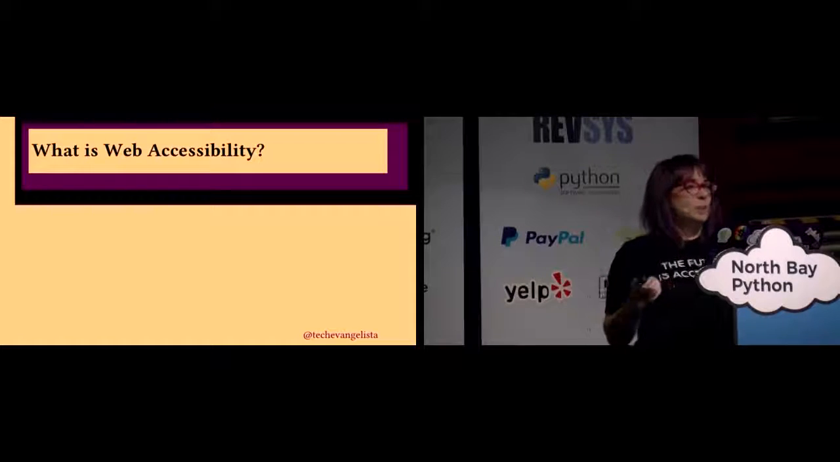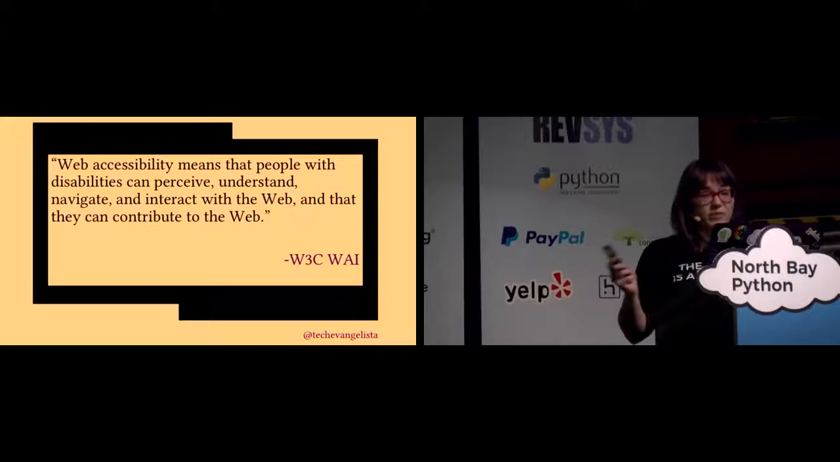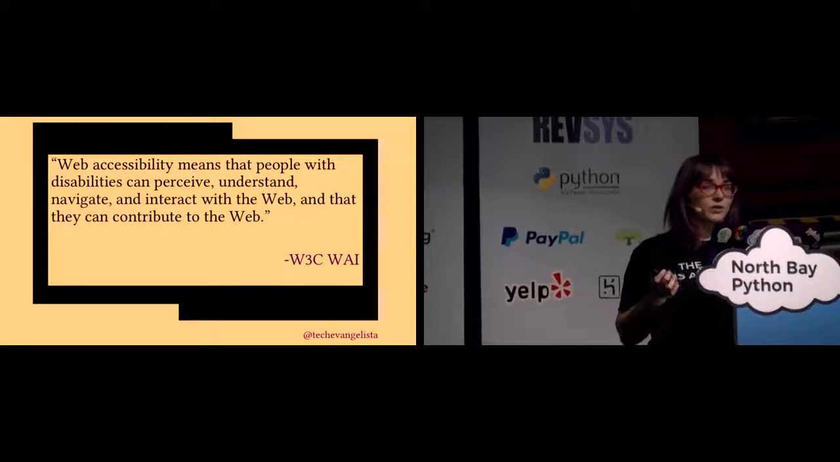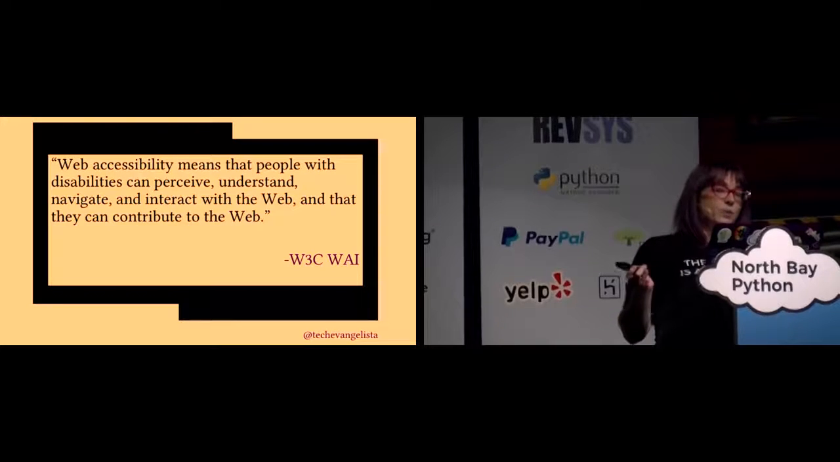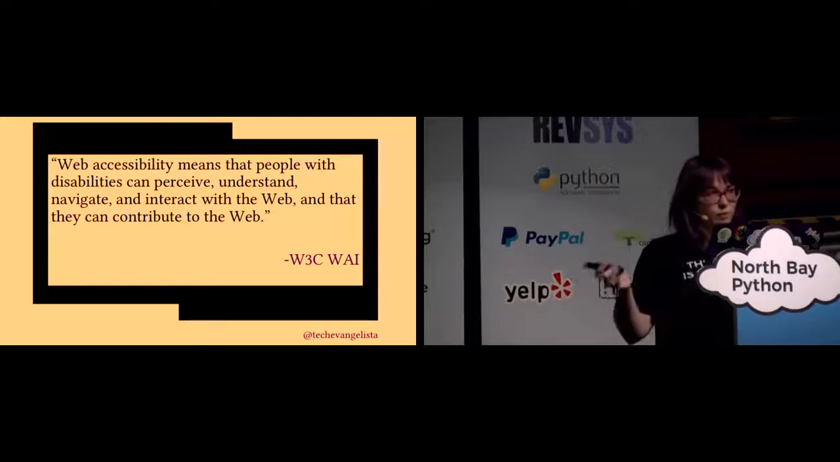But I've been throwing around that term web accessibility, and it's kind of a buzzword right now, but you might not know exactly what it means, so I thought we'd go through an intro of that. The World Wide Web Consortium, also known as the W3C, is a community that develops web standards. If you do any front-end work, you've probably used their website at some point to look something up.